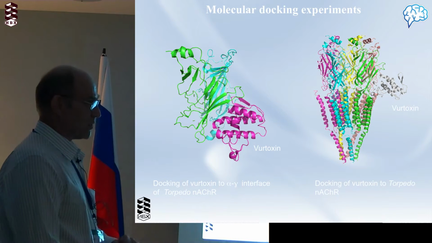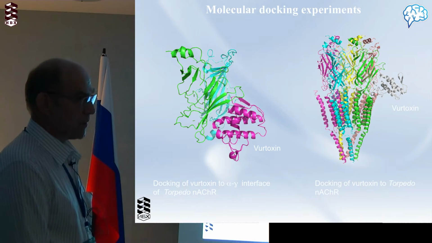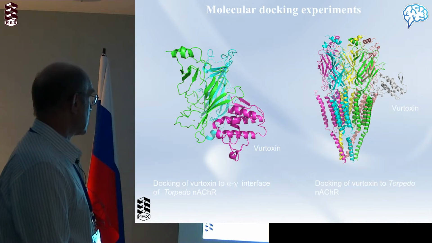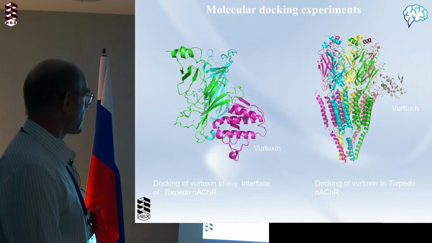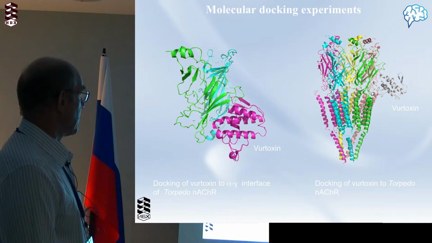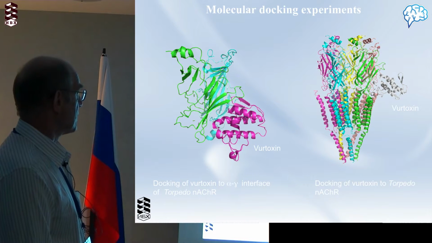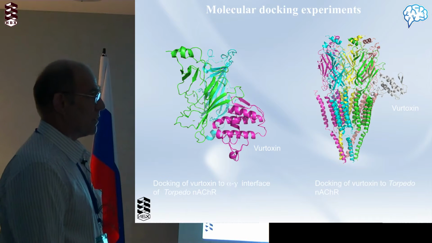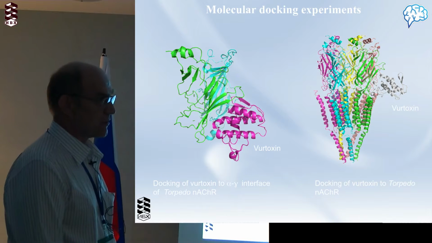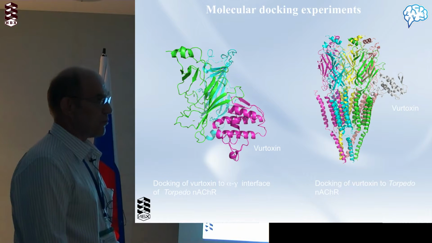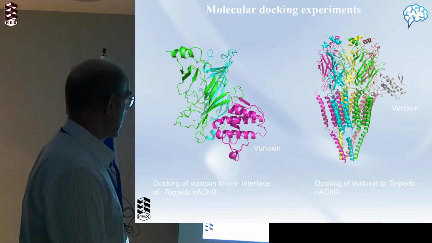Trying to understand how this can be explained, we made a docking experiment and found that this toxin binds at the membrane interface close to the classical ligand binding site. This might mean that it does not enter the binding site but prevents α-bungarotoxin binding by some steric hindrance.